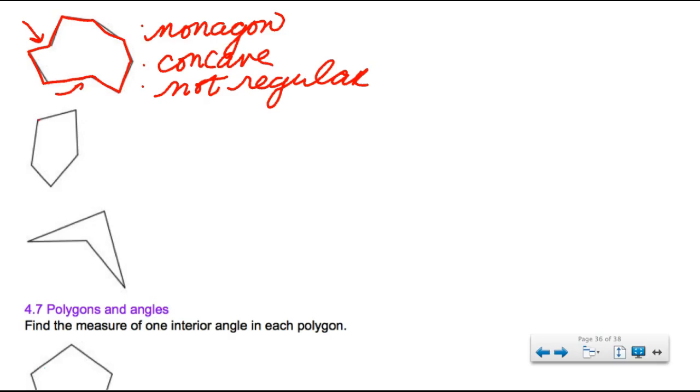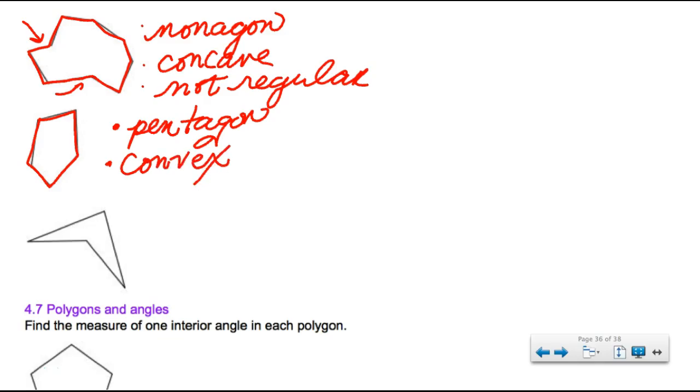Next one up, 1, 2, 3, 4, 5 sides. Five-sided is called a pentagon. It does not look like somebody gave it a kick and caved it in. So we would say it's convex. And the angles are obviously not the same. That's obtuse. This is clearly acute. So it would be not regular.